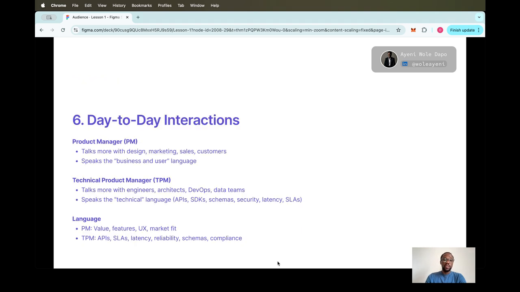Lastly, what is the day-to-day interaction between both roles? A product manager talks more with the design team, marketing team, sales team, and customer team. They speak business and user language. While a technical product manager works closely with the engineers, the architects, the DevOps team, and the data team. They speak majorly technical terms. You hear them say stuff around API, SDK, security, schema, latency, availability.